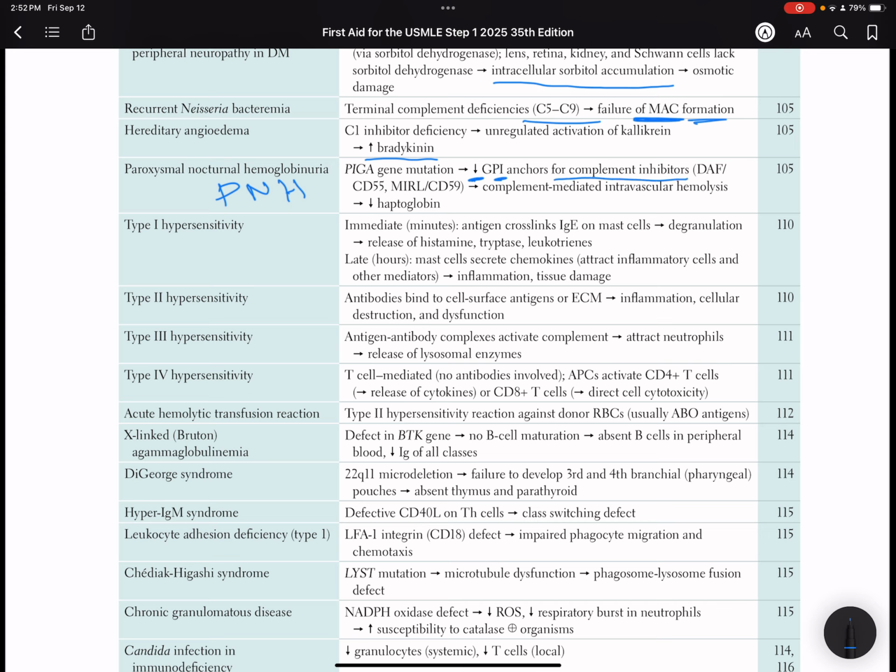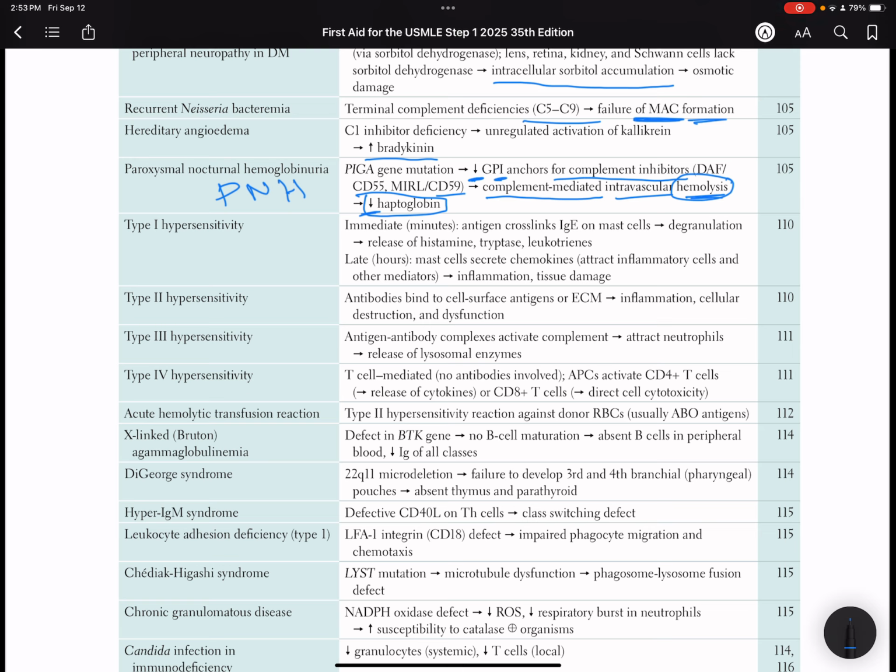Decreased GPI anchors for complement inhibitors. It is also known as DAF/CD55 and MIRL/CD59 gene, complement mediated intravascular hemolysis. So, paroxysmal nocturnal hemoglobinuria main reason is complement mediated intravascular hemolysis. This causes decrease in haptoglobin. Whenever there is hemolysis, you see a decrease in haptoglobin.